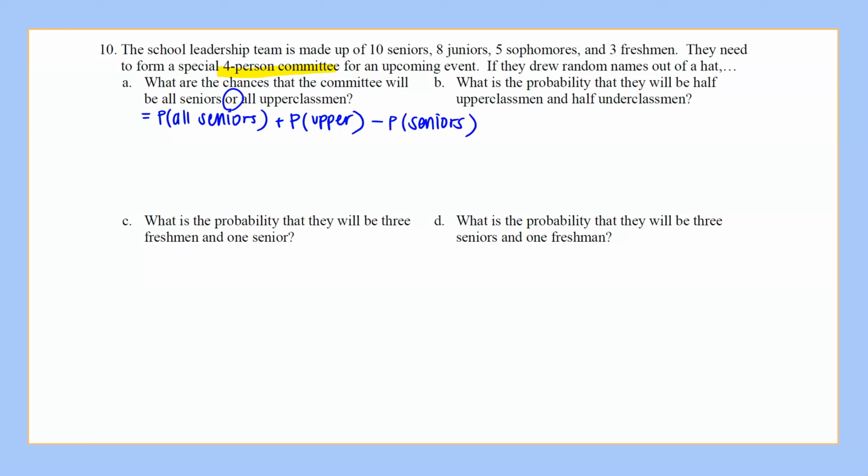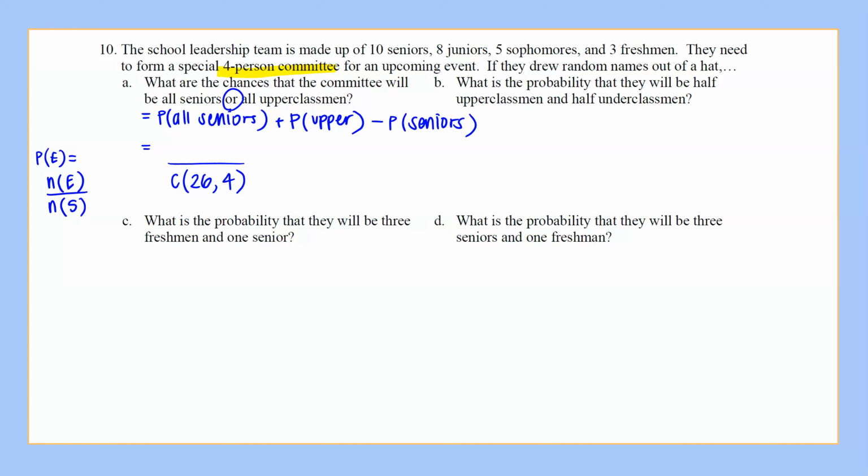The probability of getting all seniors, it doesn't matter necessarily the order in which we're choosing this 4-person committee, so I know that this is an example of a combination. The probability of an event occurring is always equal to the number of ways the event can occur, divided by the total number in my sample. How many different ways am I able to select a 4-person committee in general of all the total students that I have? I have 10 plus 8 plus 5 plus 3 students, so I have a total of 26 students. I want to know what is the total number of ways I can select 4 people out of the total 26. That would be the combination of 26, 4.